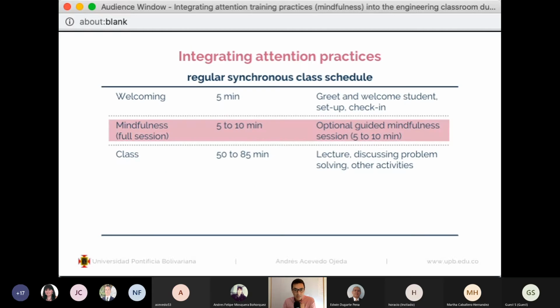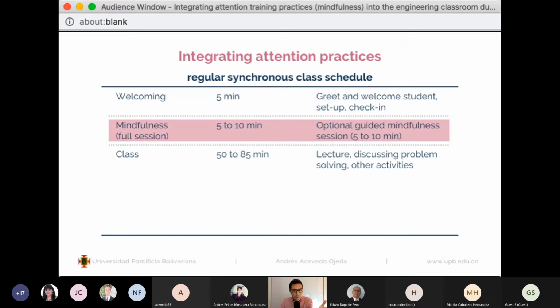So from the beginning of the pandemic, and even before the pandemic, I have been integrating the practice into my engineering courses. I have been practicing with my students. I have been guiding optional mindfulness sessions ranging between 5 to 10 minutes at the beginning of every synchronous class. So right at the beginning of the class, I invite students for the practice, and I tell those who are not interested to just wait for the rest. I always leave the camera on so they can see me and hear my voice while I practice with them.